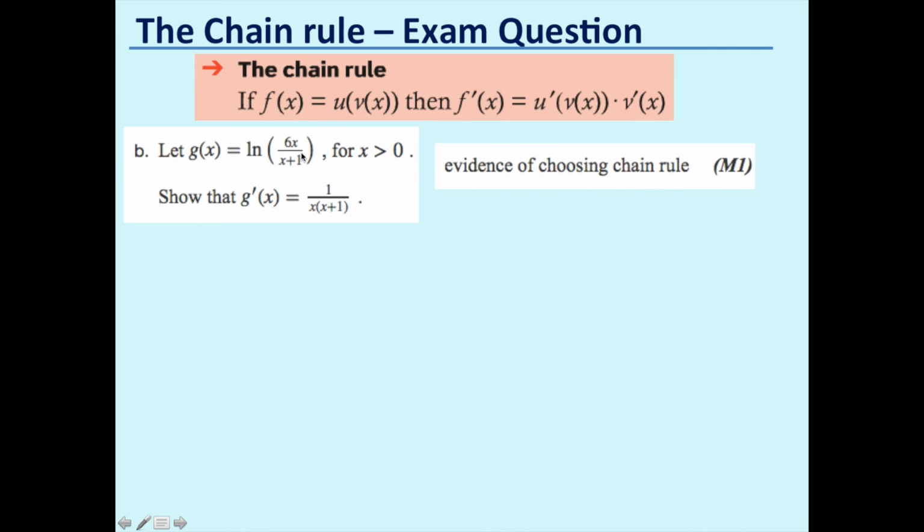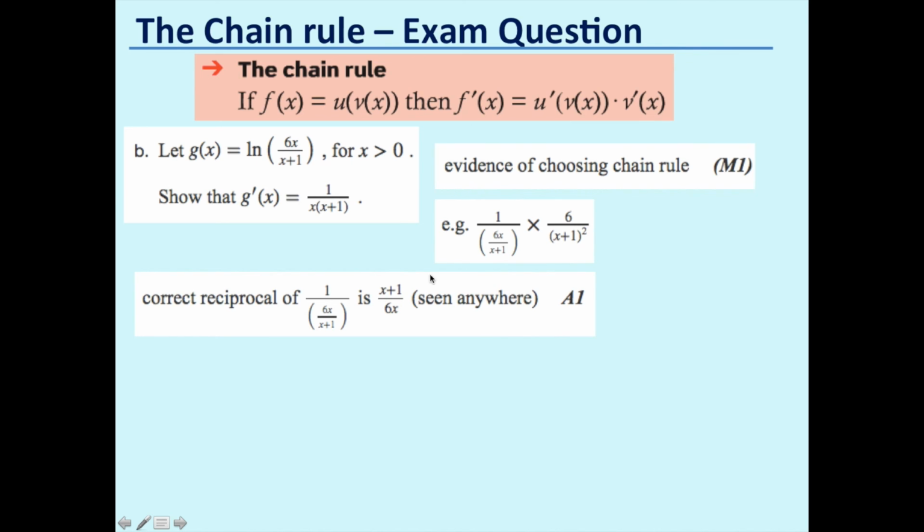So here, the function on the outside would be ln of x, and here the function on the inside, v of x, would be 6x over x plus 1. So what you've actually got to do then is differentiate ln x, so that would be 1 over x, but we know that x, our function, is actually 6x over x plus 1. And then we're going to multiply it by the derivative of what's inside here. Now we saw in part A what the derivative of this was using the quotient rule, and it was 6 over x plus 1 squared. So this would be the evidence that we're using the chain rule.